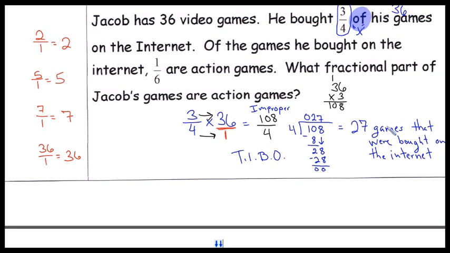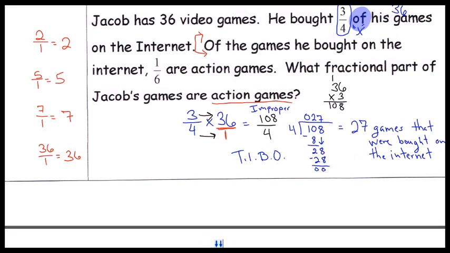And now we're not finished yet because that's not the question they asked us. The question they asked us, and you have to be very careful with these kind of questions because this is the kind of question you're going to have when you start testing, was what fractional part of Jacob's games are action games? They didn't ask us how many were bought on the internet. They asked us how many are action games. Well, if we continue reading the problem from right here and after, it tells us that of the games that he bought on the internet, 1/6 are action games.